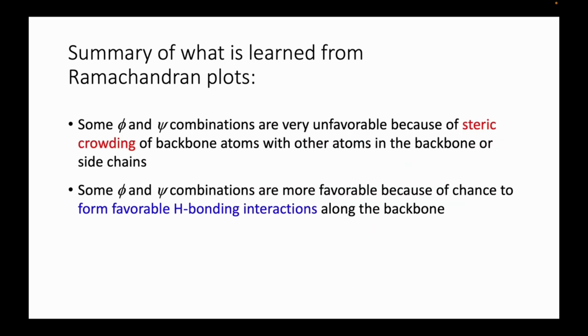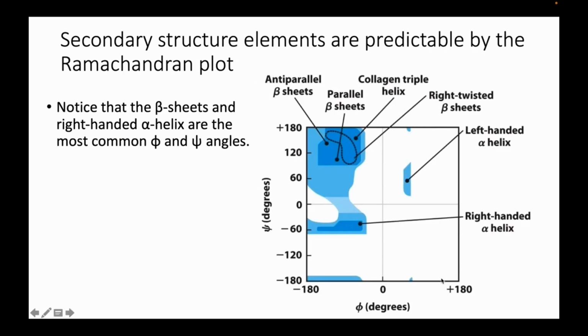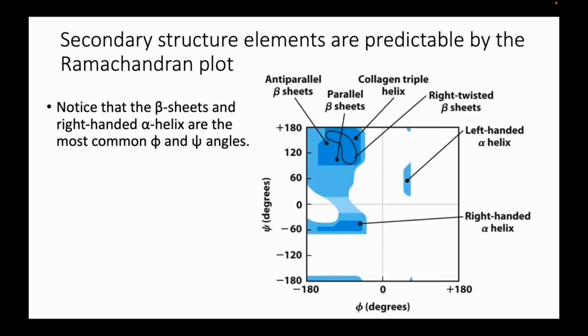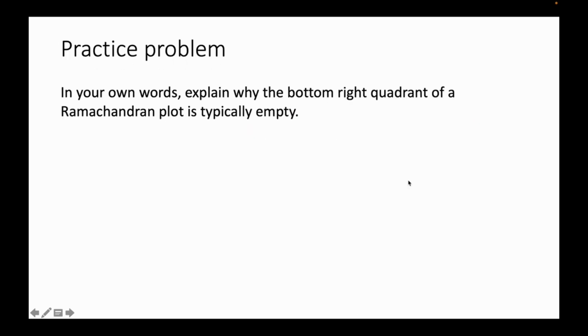So altogether, what do we learn from Ramachandran plots? One thing we learn is that some phi and psi angle combinations are very unfavorable because of steric crowding of backbone atoms with other atoms in the backbone or in the side chain. That's why we don't see a lot of amino acids occupying geometries in this quadrant. The other thing we learn is that some phi and psi combinations are more favorable because it gives them a chance to form favorable hydrogen bonding interactions along the backbone. So those are going to be those favorable hydrogen bonds in our parallel and anti-parallel beta sheets and in our alpha helices.